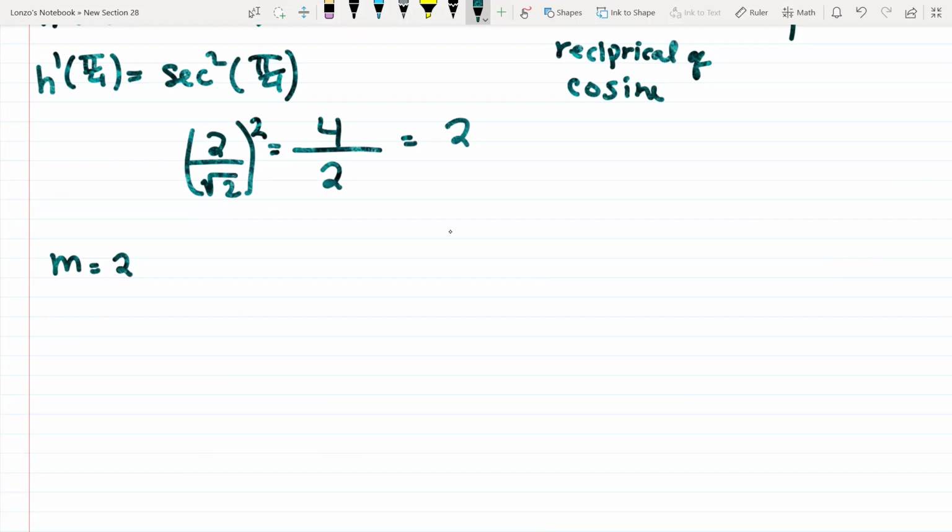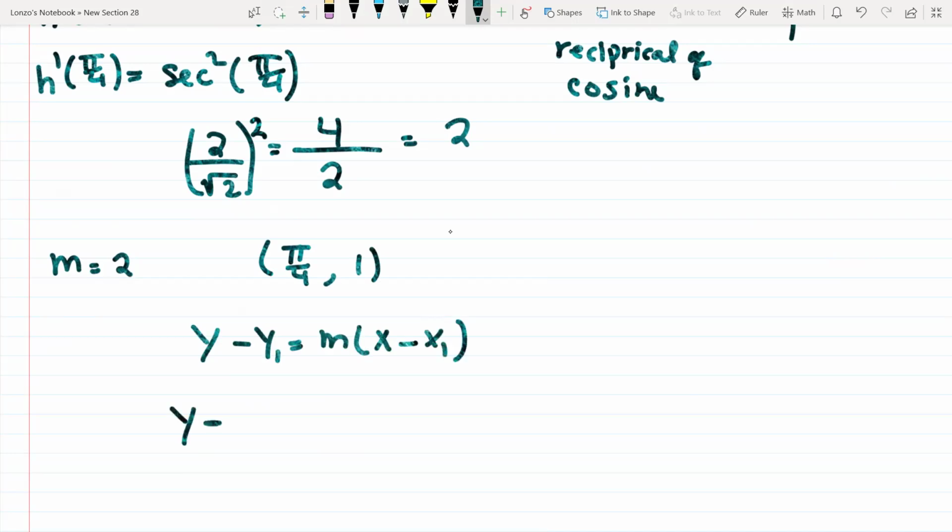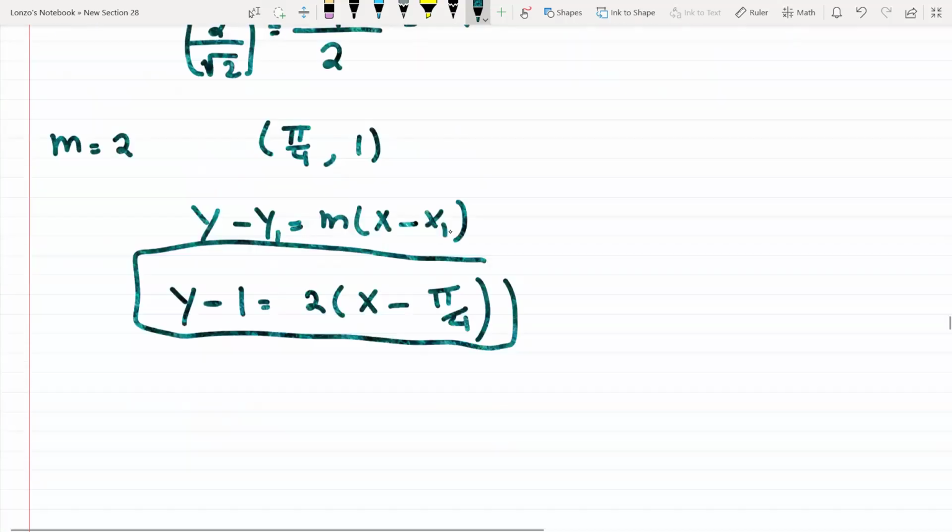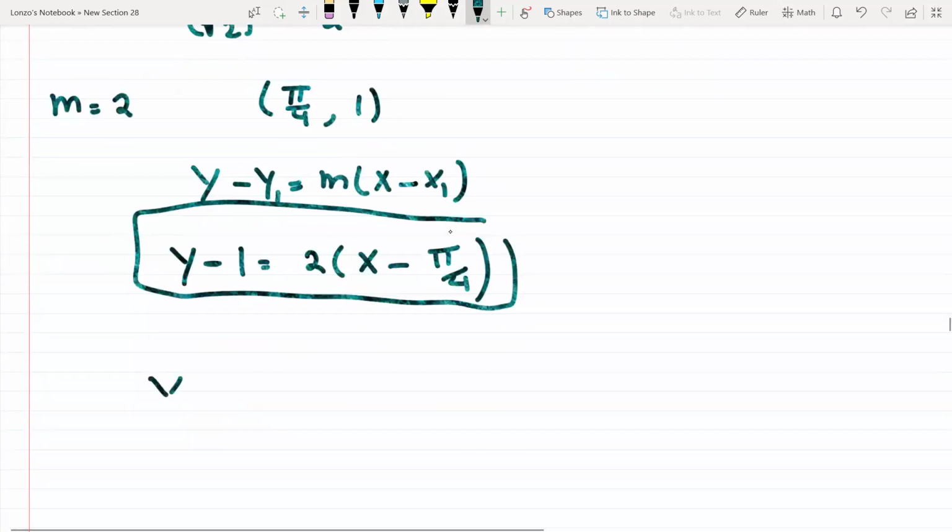Okay, so we have everything. We have the slope, and we have our coordinate, which is pi over 4, comma 1. If we put it in point slope form, it's y minus y1 equals m times x minus x1, right? So it's y minus y1, which is 1, equals my slope, 2, times x minus x1, which is pi over 4. You can leave your answer like this. If you try to solve for y, you get y equals 2x minus pi over 2. Either answer works.